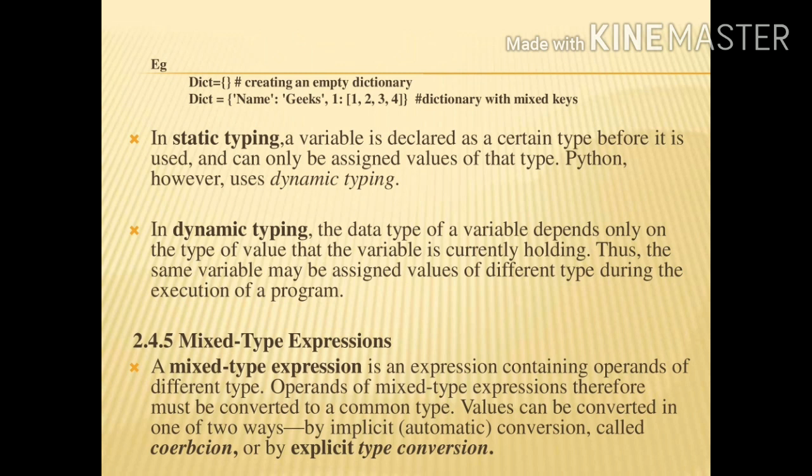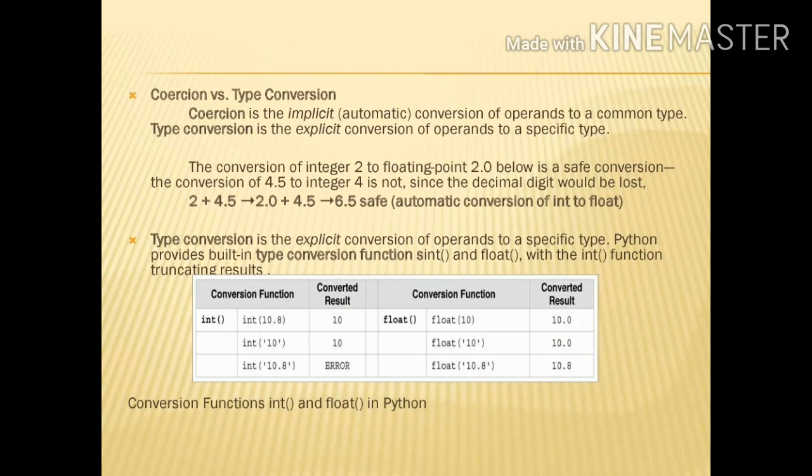Next come the mixed type expressions. A mixed type expression is an expression containing operands of different types. Operands of a mixed type expression therefore must be converted to a common type. Values can be converted in one of two ways: by implicit automatic conversion called coercion, or by explicit type conversion.